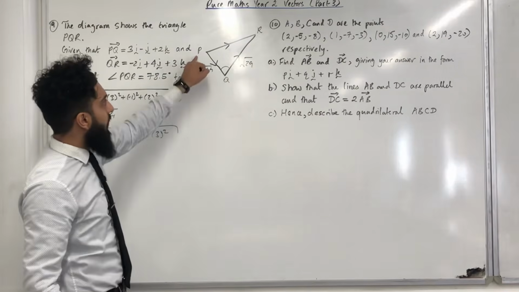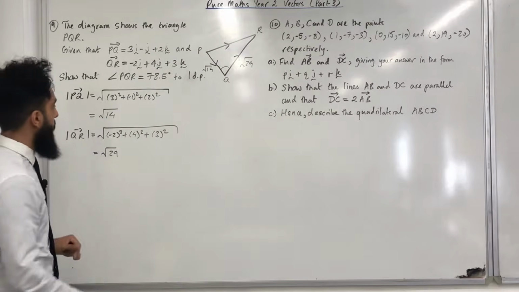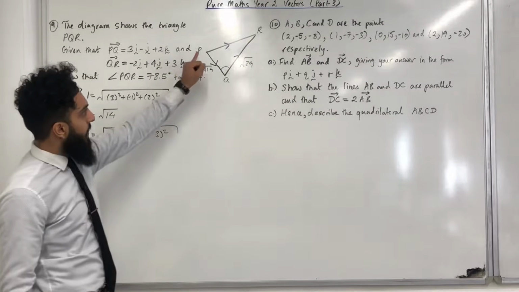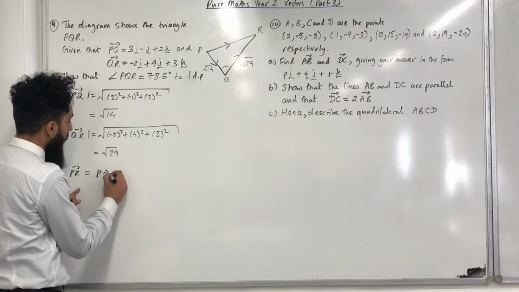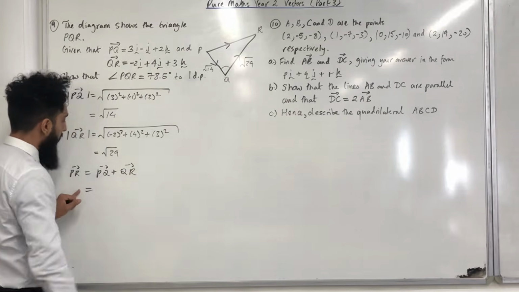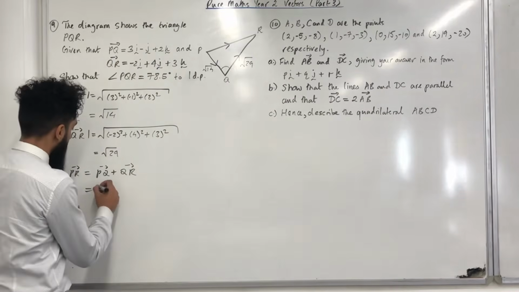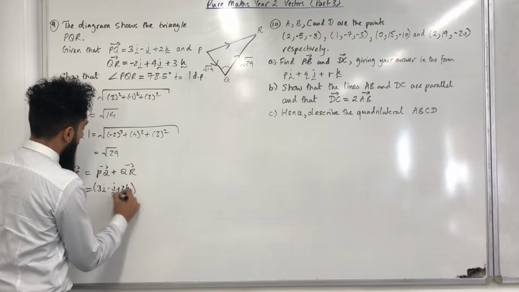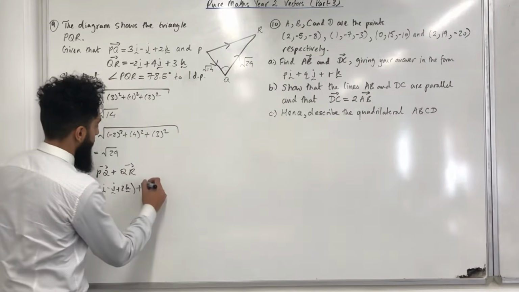I need to work out the length PR. First of all, I'm going to find the vector P to R. Now the vector P to R is given by P to Q plus Q to R. So we have the vector P to Q plus the vector Q to R. We know what the vector P to Q is. It is 3i minus j plus 2k. So 3i minus j plus 2k, plus the vector Q to R, which is minus 2i plus 4j plus 3k.